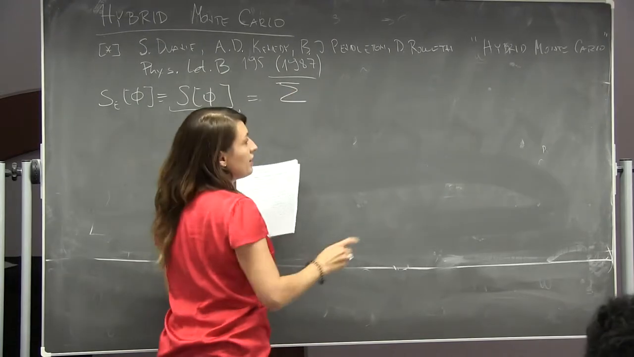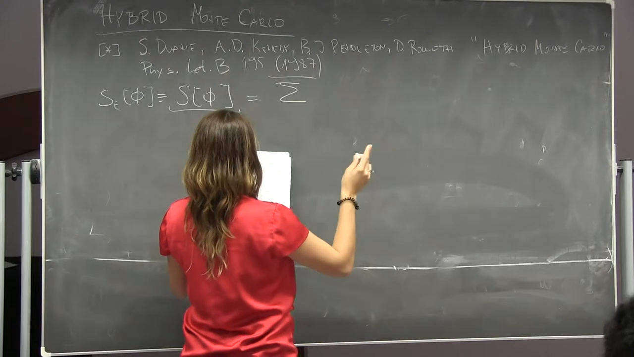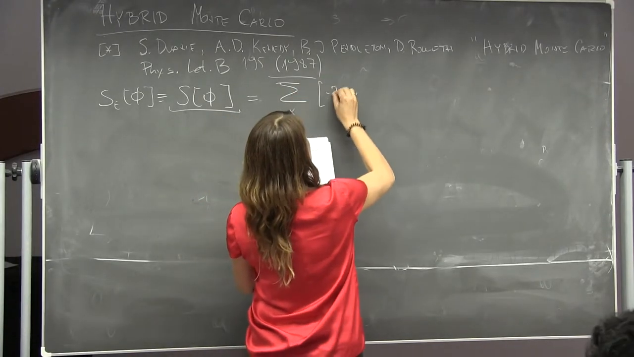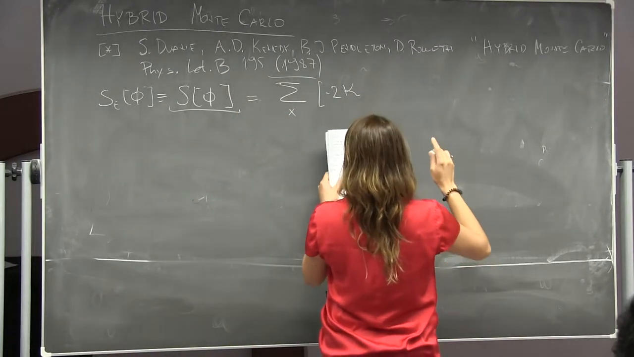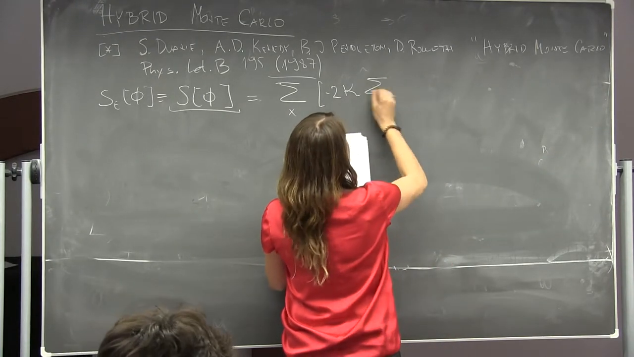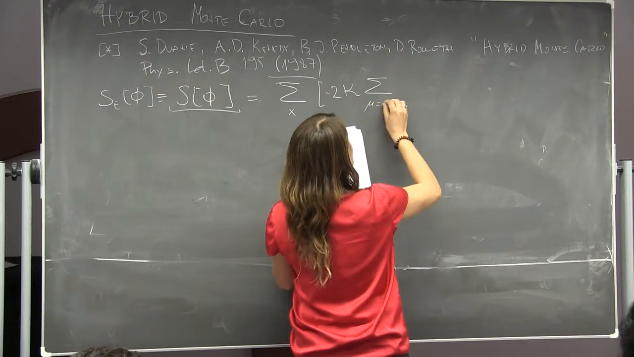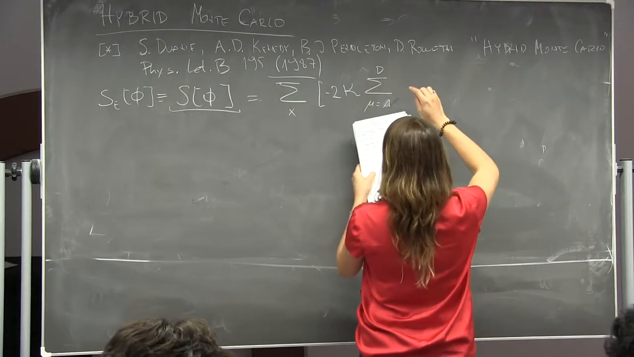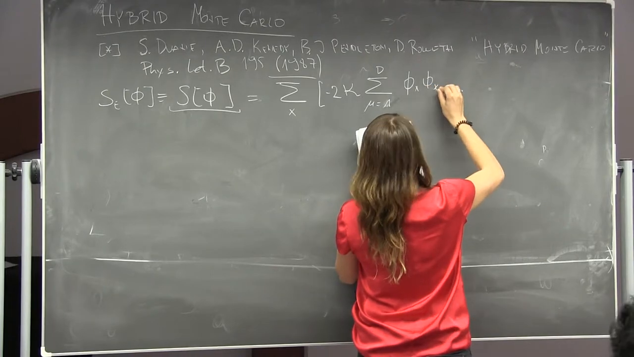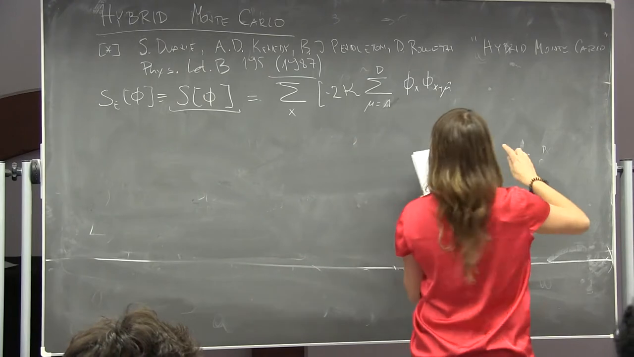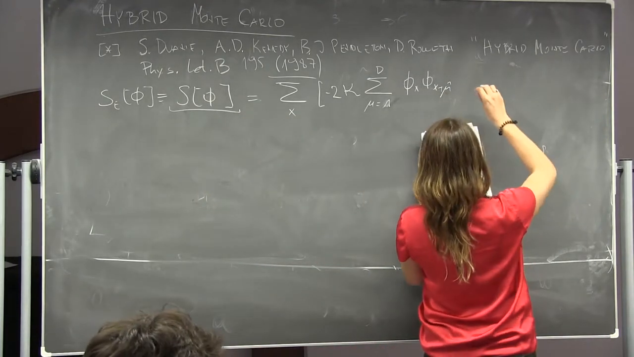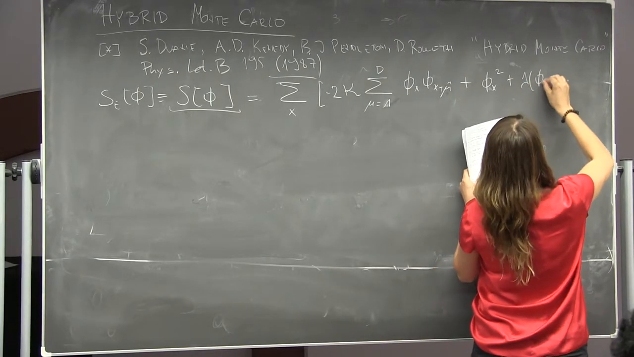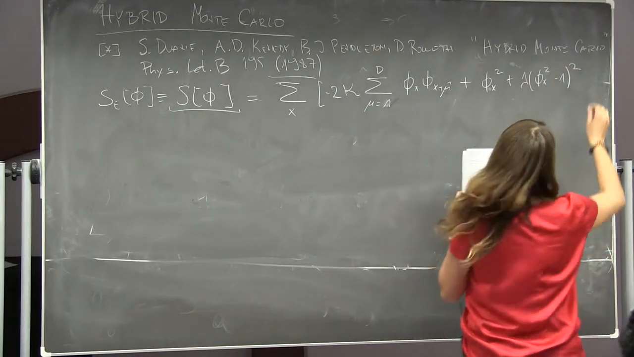And it turns out that the original Euclidean action on the right-hand side after the discretization and this reparametrization can be written as sum over all lattice points minus 2 times kappa. This is the first parameter that we are going to introduce instead of m0 and g0, multiplying sum over all directions. We'll have the sum from 1 to d, phi(x) phi(x plus mu hat). We said that mu hat is a unit vector in mu direction in our lattice discretization, plus phi(x) squared plus lambda times phi(x) squared minus 1 squared.